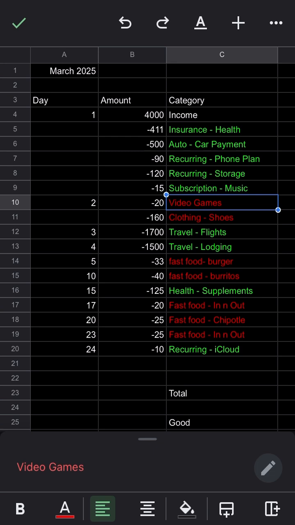Okay? On the 3rd and the 4th of the month, I decided to go traveling. So I got flight tickets, and I got Airbnb, and I paid $3,200 for them. But the reason I'm putting these as green is because I really want this. This is what makes my life worth living. I'm going to go with my girlfriend to a new country and explore. And that's what makes my life worth living.